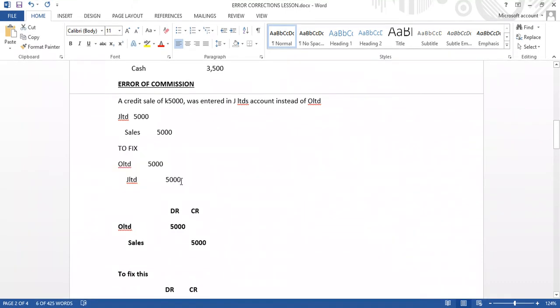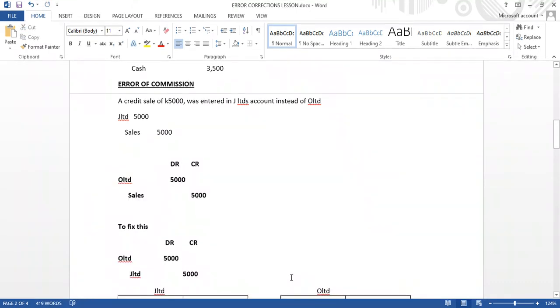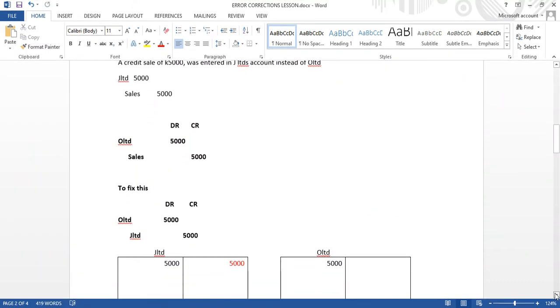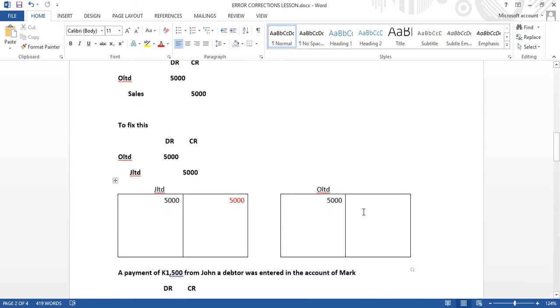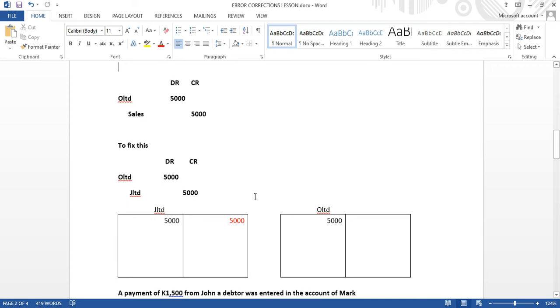I already put here how to fix this. I've also put in the T accounts for you to see what's happening. We credit J Limited so that we remove it, and debit O Limited. All right, here's one we can try.